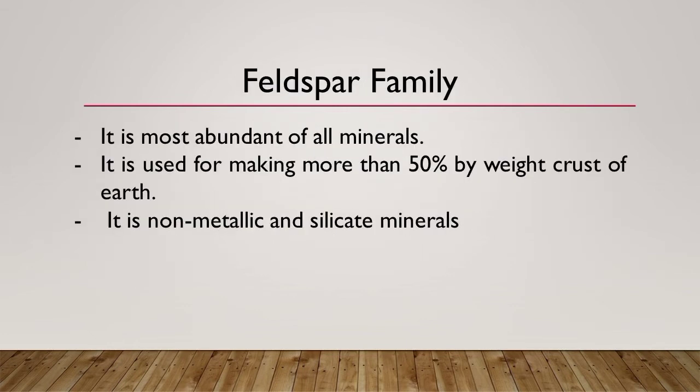Next is the feldspar family or group. It is the most abundant of all minerals. It makes up more than 50% by weight of the crust of the earth. And it is a non-metallic and silicate mineral.